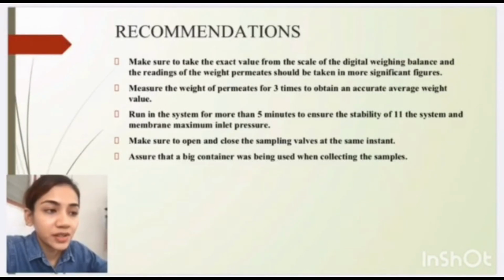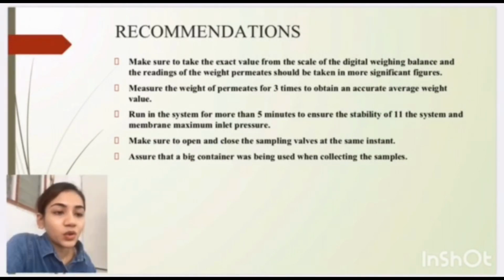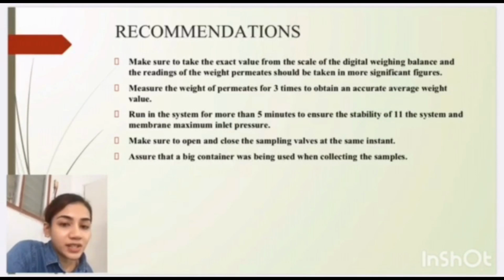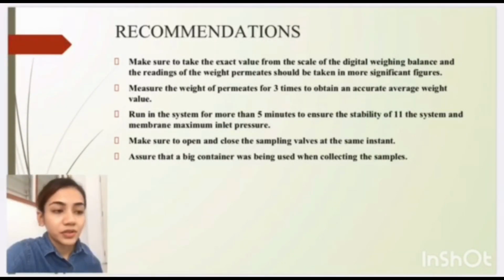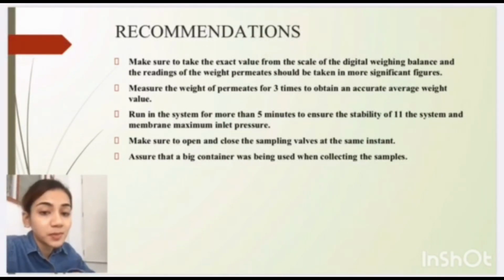To reduce true errors, we recommend taking the exact value from the scale, and the readings must be taken in more significant figures. To obtain an accurate average weight value, measure the weight of permeates at least 3 times. To acquire an accurate value of weight, we have to run the system for more than 5 minutes to ensure stability. To avoid interruption, make sure to open and close the sampling valves at the same time. Lastly, ensure that a big container is used when collecting the samples to hold the volume of the sample and to avoid it spilling out.